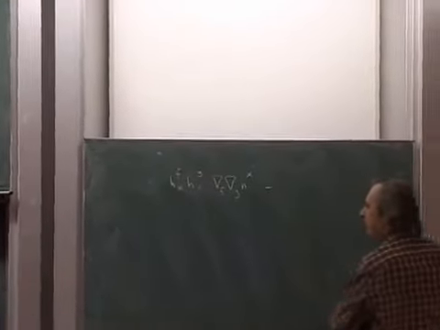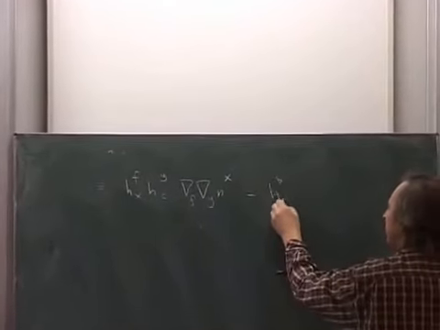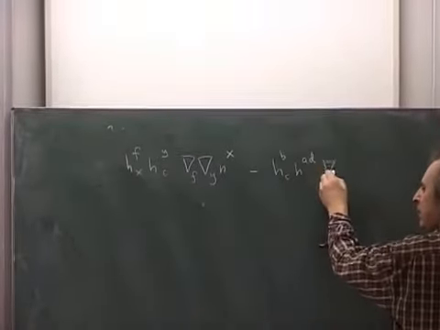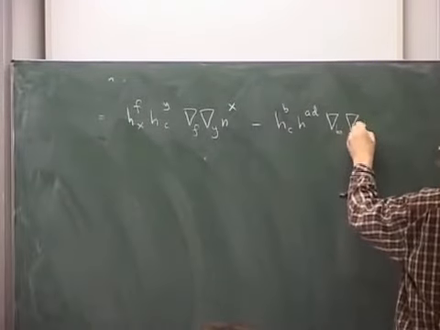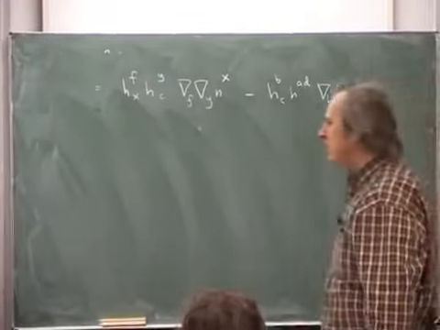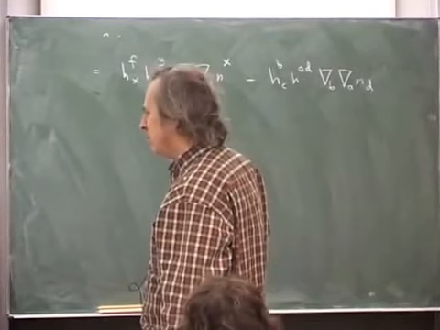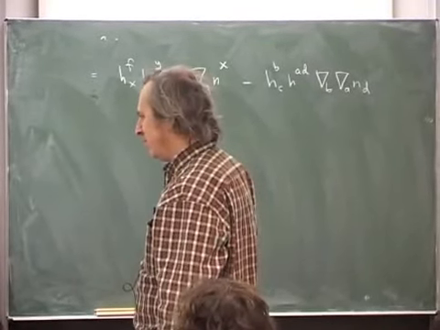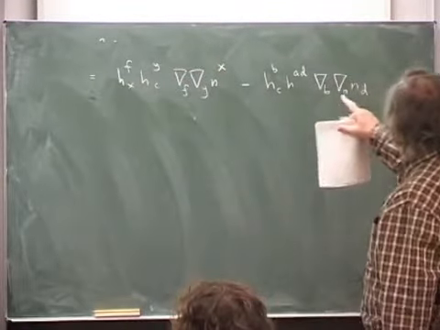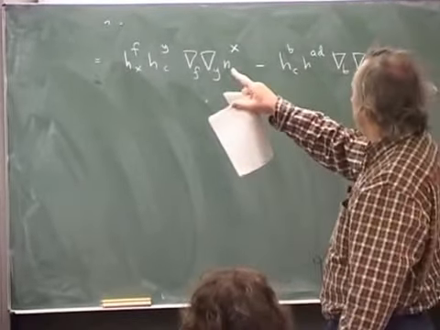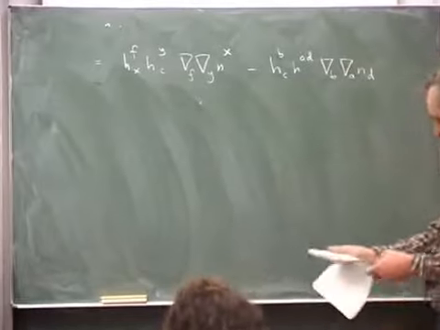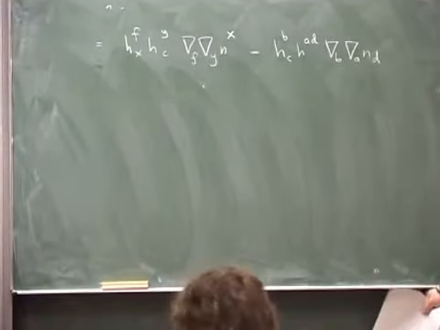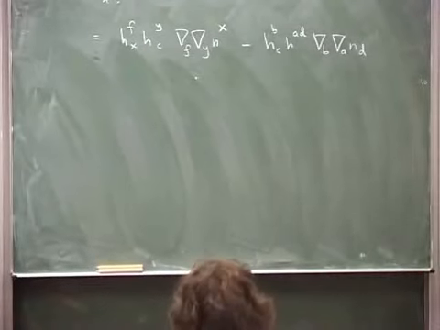Minus the same thing, h^{BC}, h^{AD}, del B, del A, n_D. There's something terribly wrong with my indices here. Isn't there? No, maybe not. B, A, D, C, F, no, that's fine. Now, what I want to do is to realize that this is in fact a commutator.